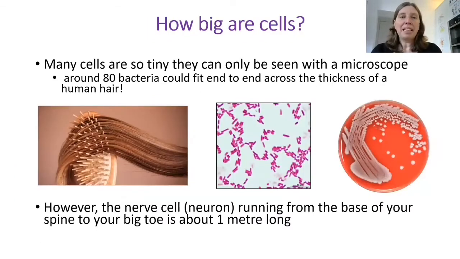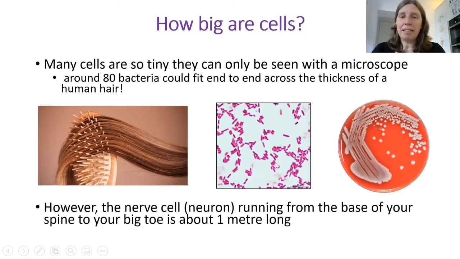So how big are cells? Well, many cells are really, really small, and they're so tiny you can't see them with the naked eye. You need a microscope to be able to see them. So, for example, if you're thinking about bacteria, then if you take one of your hairs, and you think about how thin that hair is, then across that width of the hair, you could line up around 80 bacteria end to end. So they're really, really small, and you need a microscope to see individual bacterial cells, and we normally need to stain them as well.